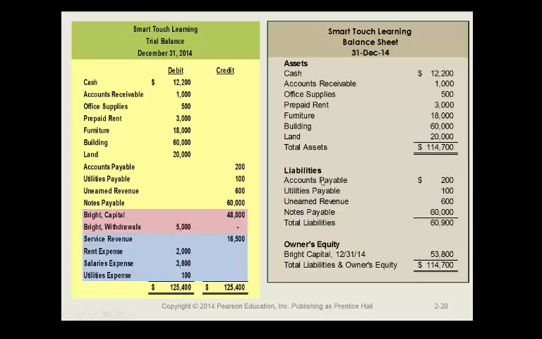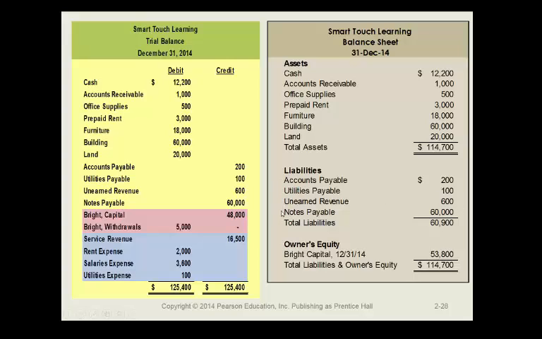But for now, we list accounts payable first, then any individual payable accounts, and we have unearned revenue and notes payable. Now, unearned revenue is cash we've collected from customers, but we haven't done anything to earn it. So we haven't provided them a service or we haven't given them the product. So we owe them something. So that's what unearned revenue is.